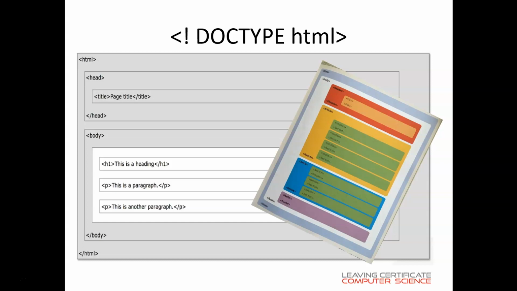HTML5 is the current version of HTML, and declaring your document at the beginning with that declaration actually declares your document to be of version 5. Version 5 is designed to work across multimedia and multi-platforms.